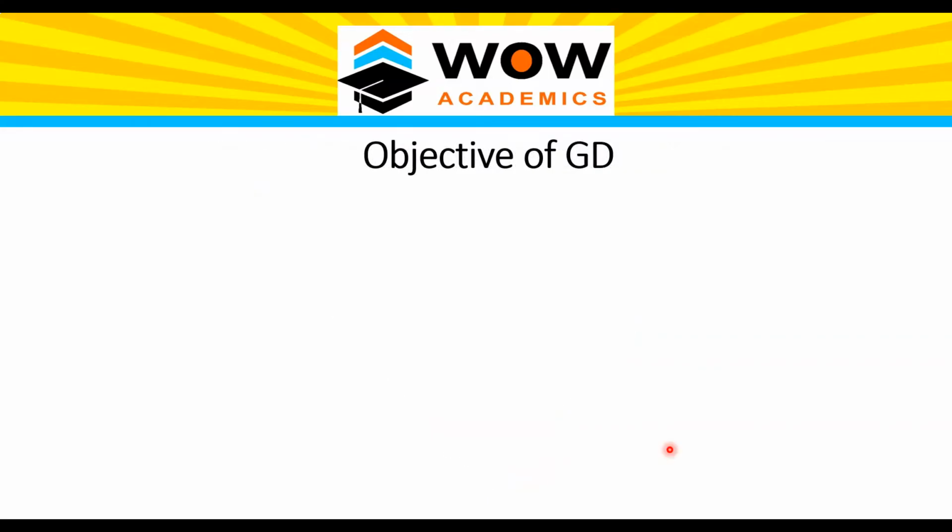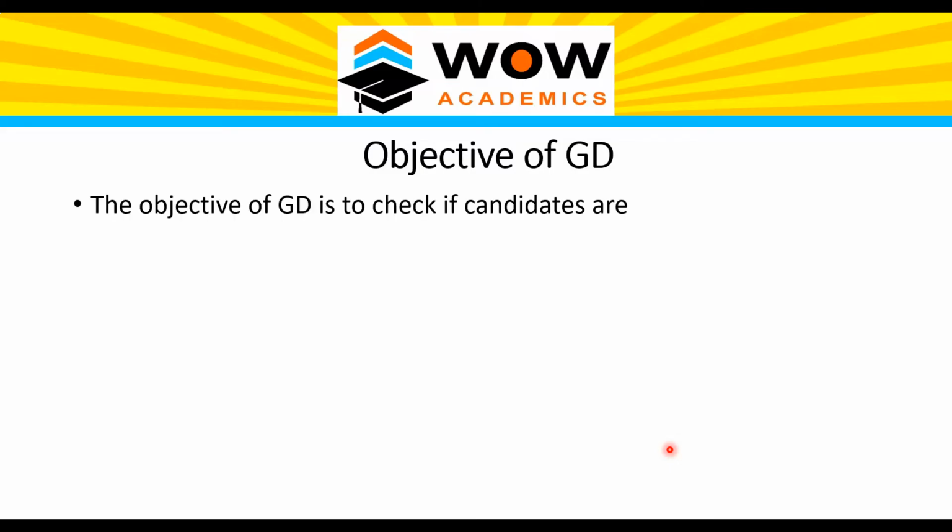So what is the objective of a group discussion? Apart from this filtering mechanism, what are the things that are checked in a candidate? Number 1, the objective of a GD is to check if candidates are able to communicate their ideas. People will usually have some valid points and ideas. Are they able to express them in a formal professional setting? Do they have any fear of speaking, or are they holding back points? That will be checked in group discussion.